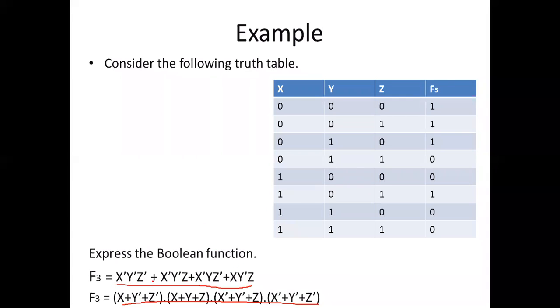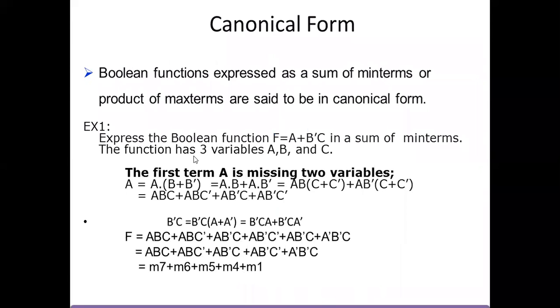So this is called sum of products form, SOP. So this is called product of sums, or product of sums, POS. So today we are going to look at another form, which is called the canonical form.